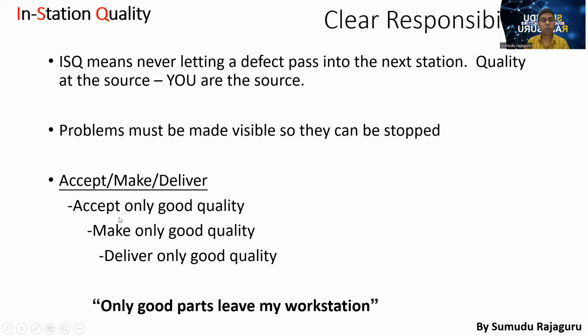Every operator wants to follow these: accept only good quality, make only good quality, deliver only good quality product. So if the operator wants to maintain this, we have to reduce the bottleneck and reduce the WIP racing areas. That is called proper operation line balancing. So operation line balancing is also one of the strategies to improve the quality process. Please understand.